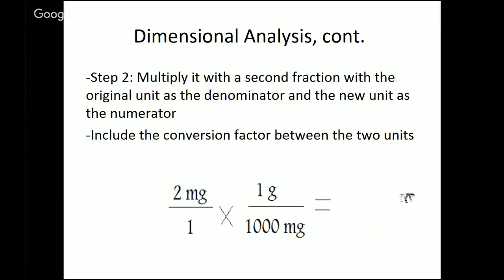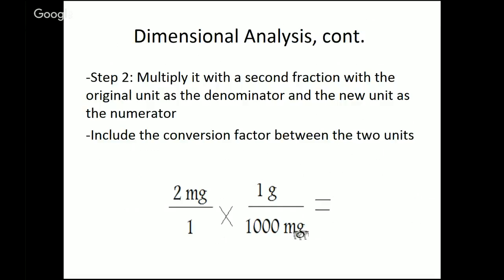In the second step, we're going to multiply the fraction we just made times a second fraction. And that second fraction is going to represent a conversion factor. So in the second fraction, we're going to jump from one unit to another unit. Now there's some rules about how to set up your second fraction. Whatever unit you use in the numerator of your first fraction, you want to make sure that that unit is also in the denominator of the second fraction.